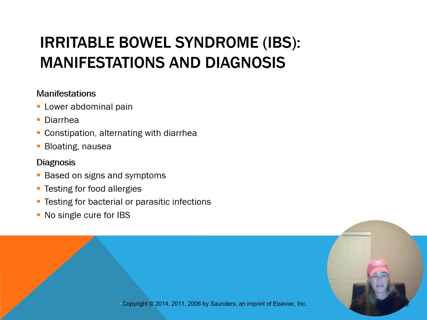Manifestations: lower abdominal pain, diarrhea, constipation. Sometimes they alternate between constipation and diarrhea, which is not very comfortable. Bloating and nausea are also associated with this. Diagnosis is based on testing for bacteria, parasites, and food allergies. They do a biopsy sometimes, and there's no real single cure for IBS.